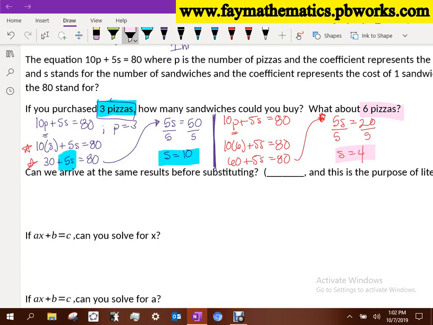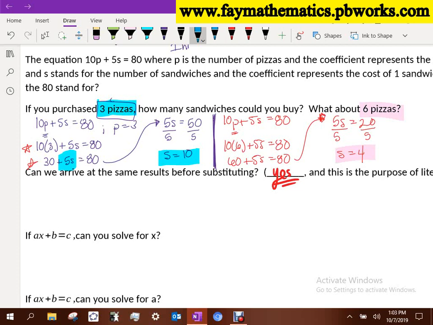Okay, so that's what we worked on in section 2.2, 2.3, 2.4, being able to solve those equations once we substitute. It says, can we arrive at the same results before substituting? And the answer to that should be yes. Okay? And this is the purpose of literal equations.